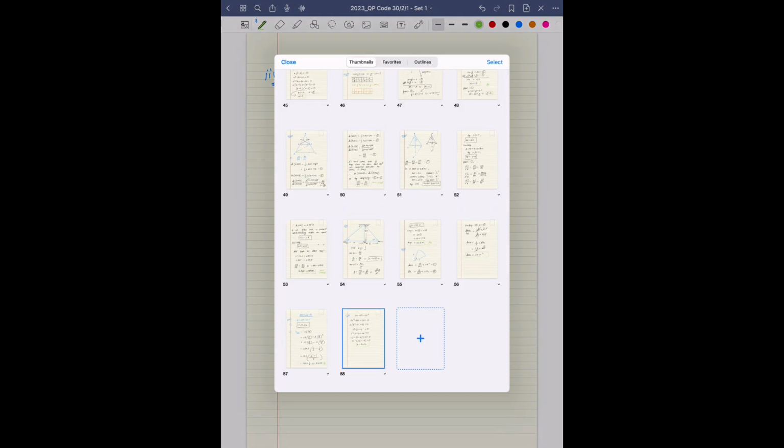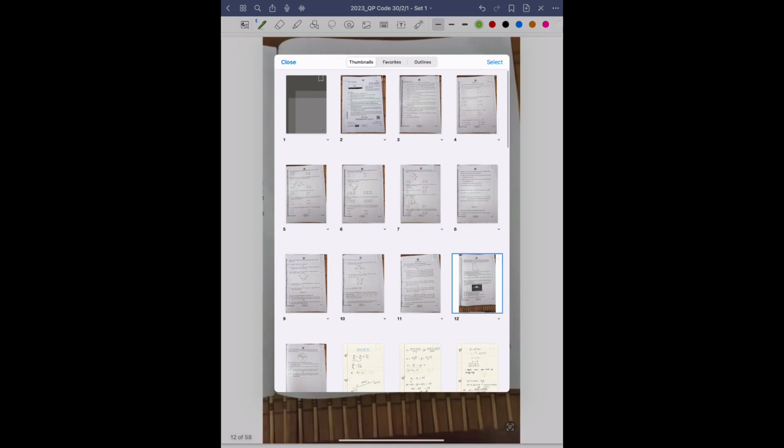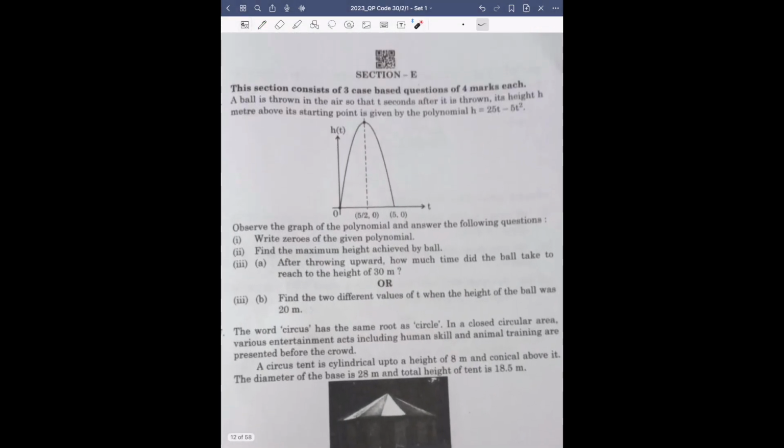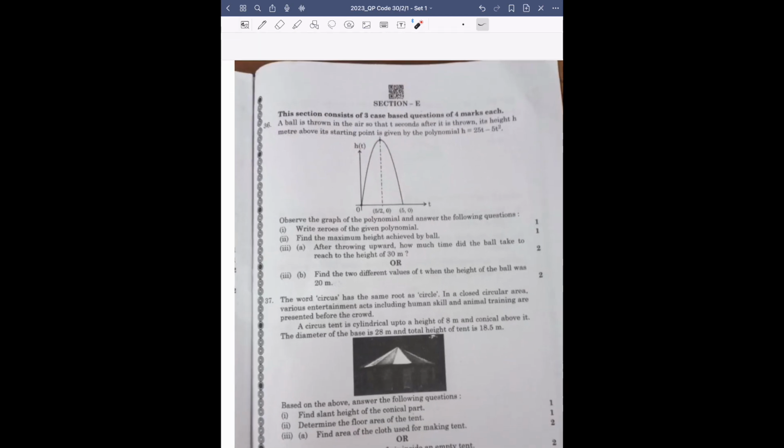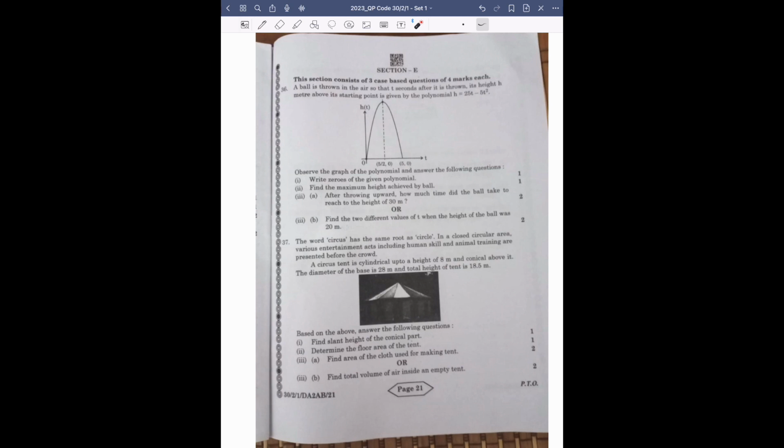We are getting two values because, if you look at this, 5 by 2 is 2.5, so at this point it will be 2.5. So 2 is on this side and 3 is on this side, correct? Of course it will hit 30 here, which is at 2 seconds, and again at 3 seconds it will hit 30 meters because gravity is going to pull this down. That is why two places give you 30 meters, which is 2 and 3 seconds respectively. That's why 2 marks. So if you get both the answers, you get 2 marks complete.